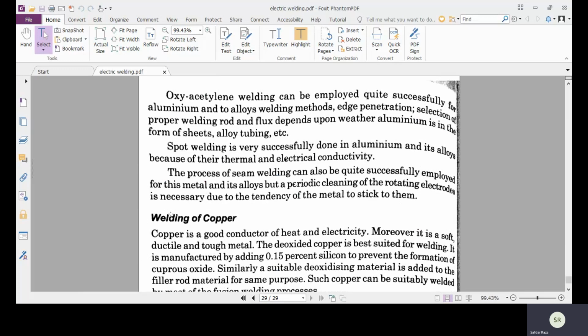Oxyacetylene welding can be employed quite successfully for aluminium and its alloys. Edge penetration, selection of proper welding rods, and flux depend upon whether aluminium is in the form of sheet, alloy, tubing, and so on. Spot welding is very successfully done in aluminium and its alloys because of their thermal and electrical conductivity. The process of seam welding can also be quite successfully employed for this metal and its alloys, but a periodic cleaning of rotating electrodes is necessary due to the tendency of the metal to stick to them.